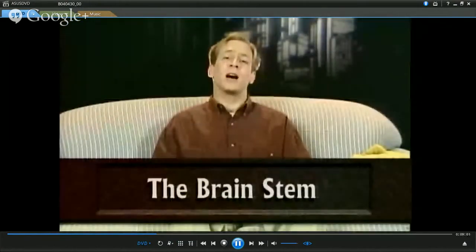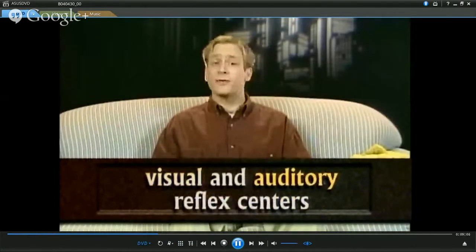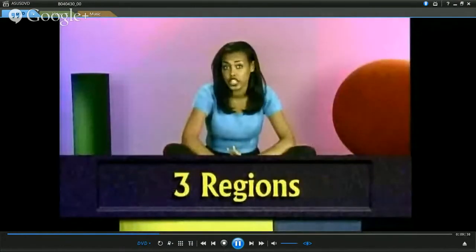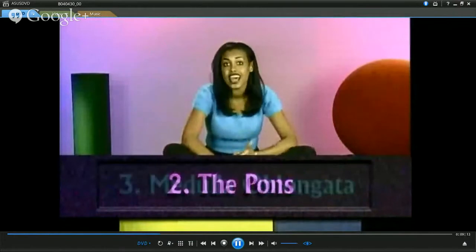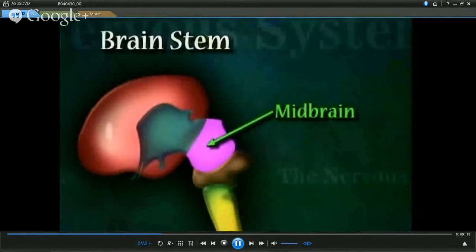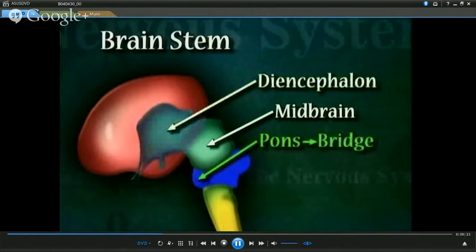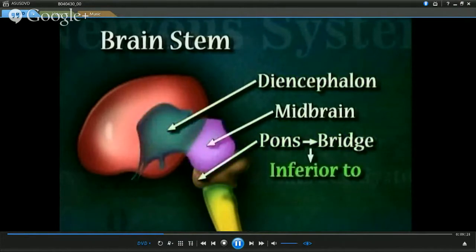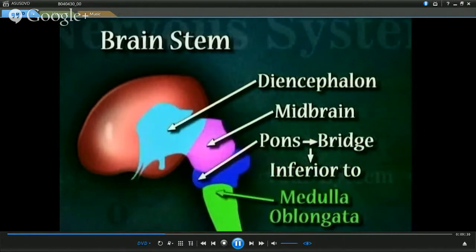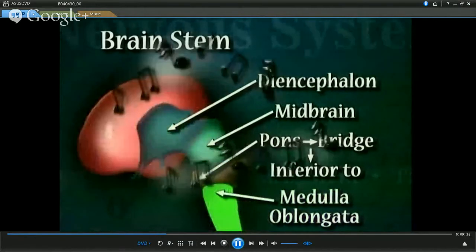Next, we have the brainstem, which is this stalk part of our cauliflower. The brainstem helps out by controlling the heart rate and respiratory rates. It also houses the visual and auditory reflex centers that help us see and hear. The brainstem is made up of three different regions: the midbrain, the pons, and the medulla oblongata. The midbrain is a short area located directly below the diencephalon, which you just learned about. The pons, meaning bridge, is inferior to or below the midbrain. And finally, the medulla oblongata is the section of the brainstem that is furthest down and blends into the spinal cord at the base of the skull. It also makes a great song lyric.